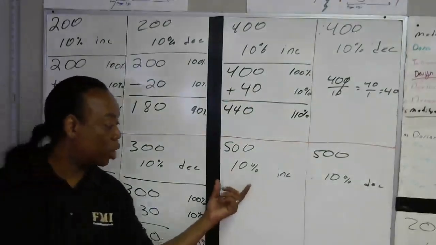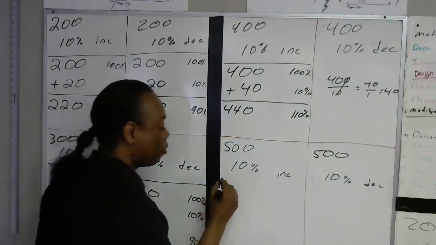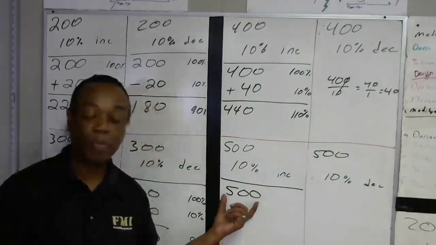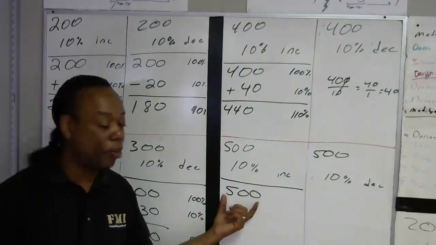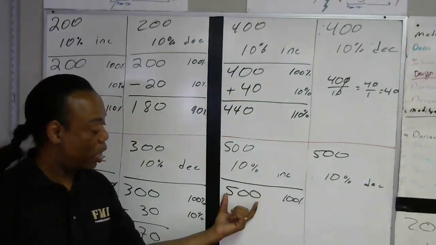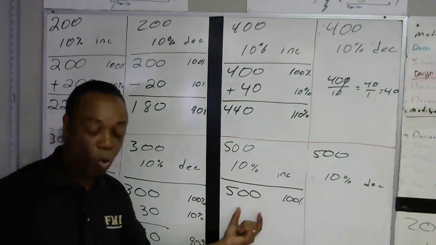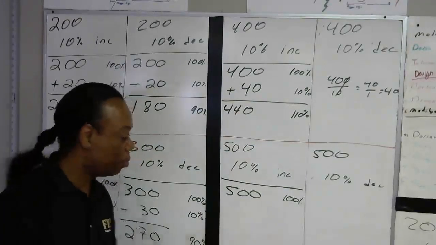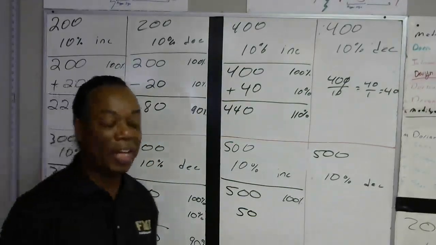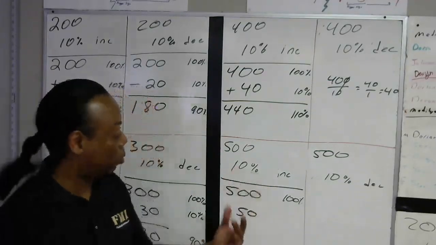Okay, let's do another increase. Let's say 500, and you want to do a 10% increase on 500. First thing I want you to do, guys, is write down 500. After you write down 500, we're going to call that the 100% part. Next, we need the 10% part, and we're going to put it right here. Well, what is the 10% of 500? It'll be 50. The way that I got the 50 is I took 500 and divided it by 10.